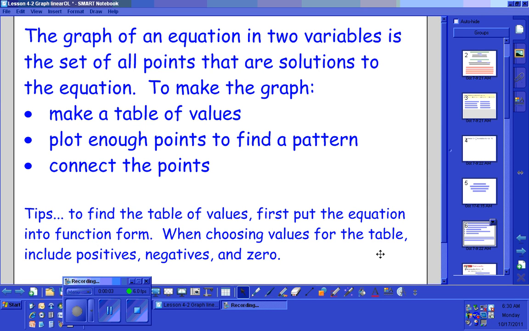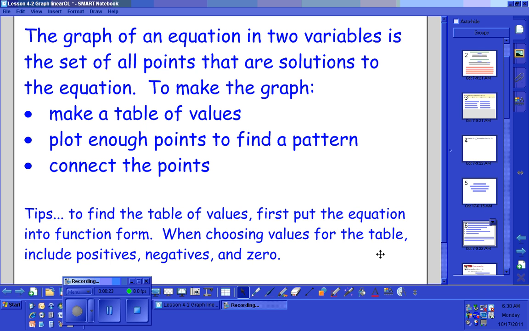Now, to graph the equation, all you have to do is take the set of all points that are solutions to the equation and plot them on the graph. To make the graph, here's the steps. Start with making a table of values. You don't have to plot every single point, that wouldn't be possible, but do enough that you can see what the pattern is, and then connect the points.